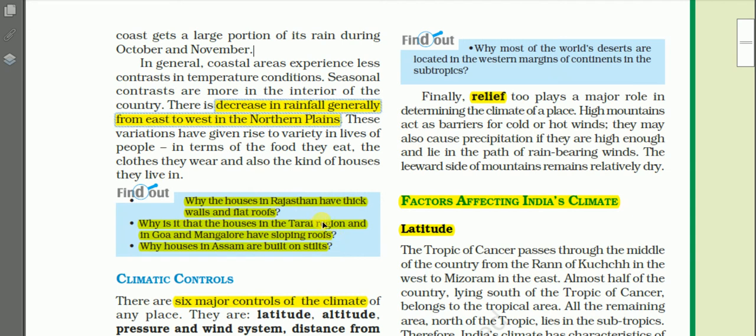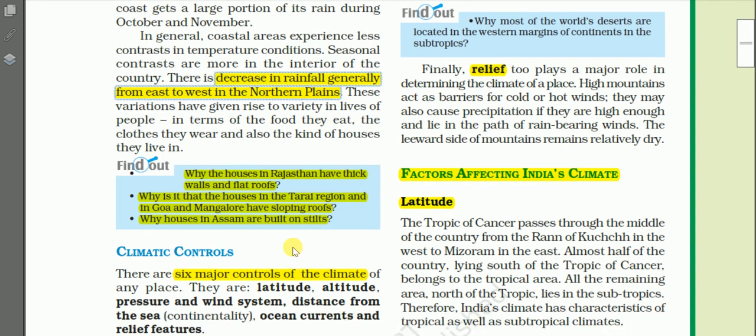Okay, accordingly, now we have learned that we find a lot of variation in the temperature condition in different parts of India, and likewise we find a lot of variation in the amount of precipitation from place to place, and accordingly we find different types of food habits. Means we find different types of food we eat, different types of clothes we wear, and different types of houses we live in.